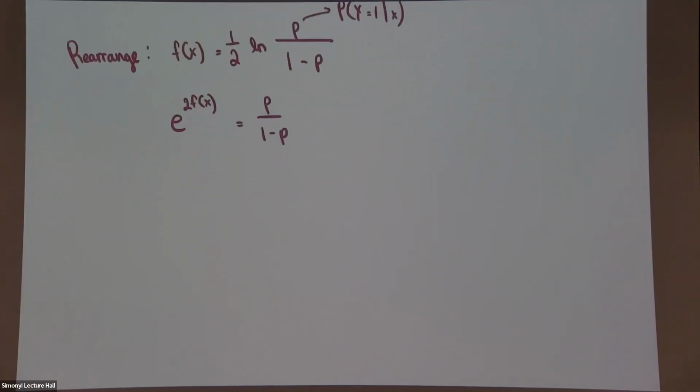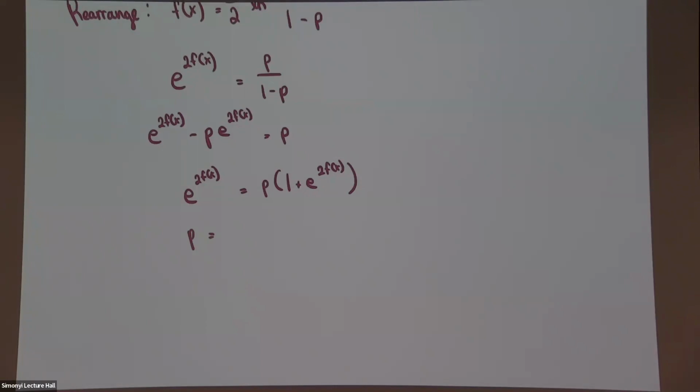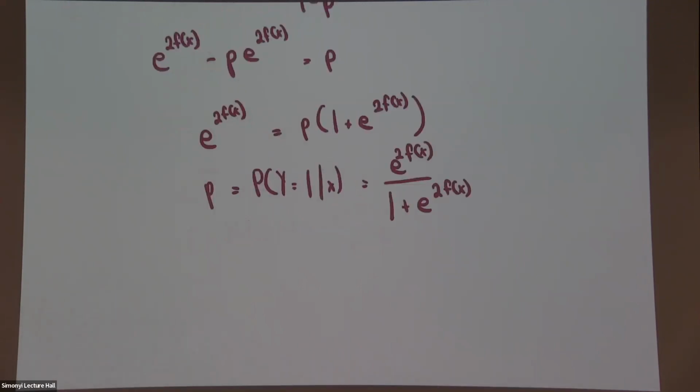Okay, and then here I have e to the 2 f of x times 1 minus p equals p. And so what I'm left with here is e to the 2 f of x equals p times 1 plus e to the 2 f of x. And then I have p equals, and I'll write its definition back in there, e to the 2 f of x over 1 plus e to the 2 f of x. And that is what I wanted. So this is my nice expression that I'm very happy that I now have.